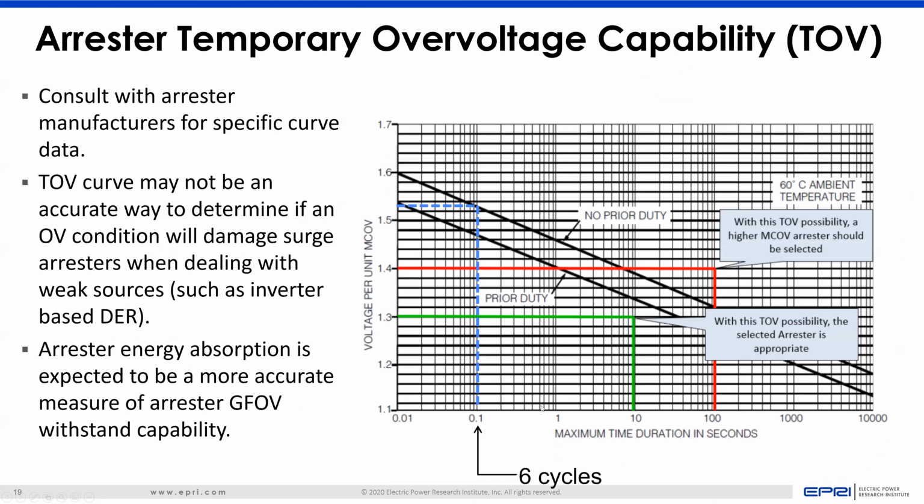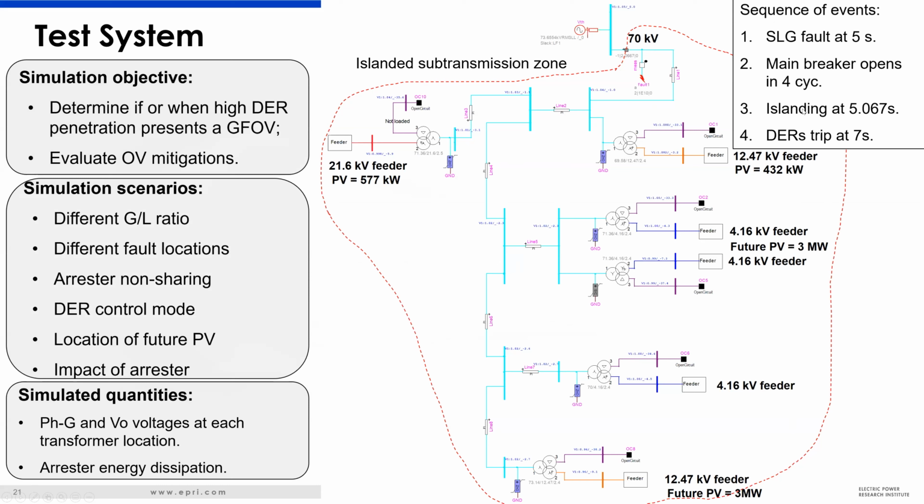So we also used this curve. Let's take a quick look at the EMTP simulation results. The scenario was a phase to ground fault close to the main breaker occurring at 5 seconds, and this main breaker opens in 4 cycles, and hence the entire subtransmission becomes islanded.